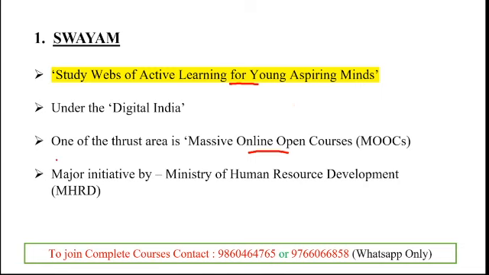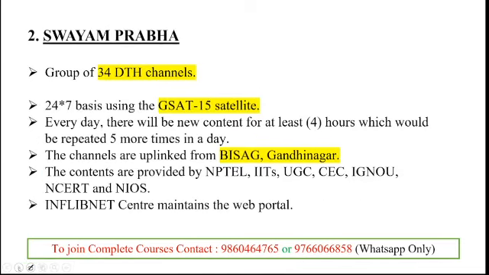Clear? Then move to the next one, that is Swayam Prabha. Here, the Swayam Prabha is the 34 DTH channels. So you must remember the channel number. There are 34 DTH channels you can see in the Swayam Prabha. Clear? Then it is based on 24 into 7 using the GSAT satellite.